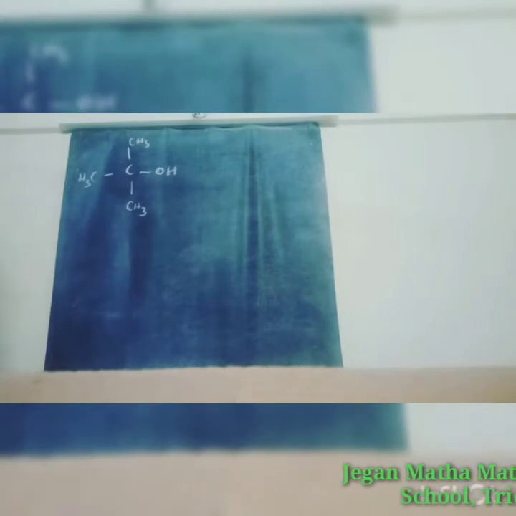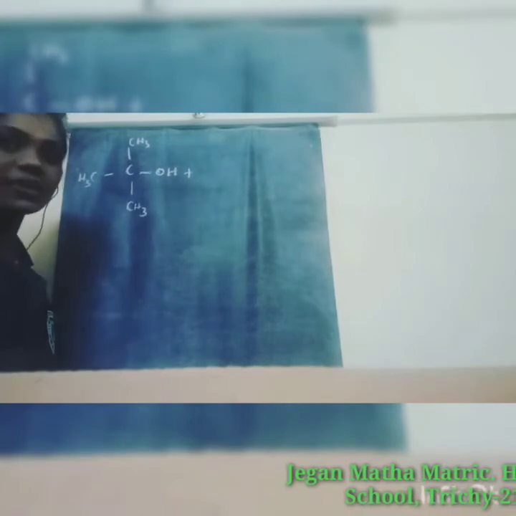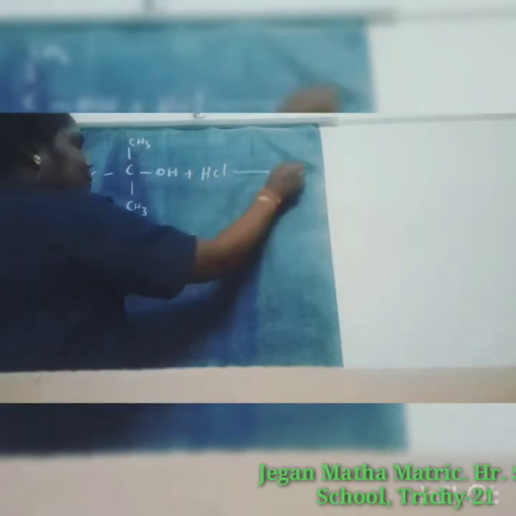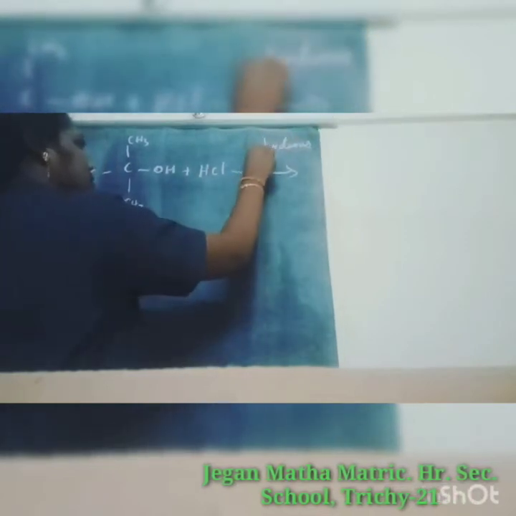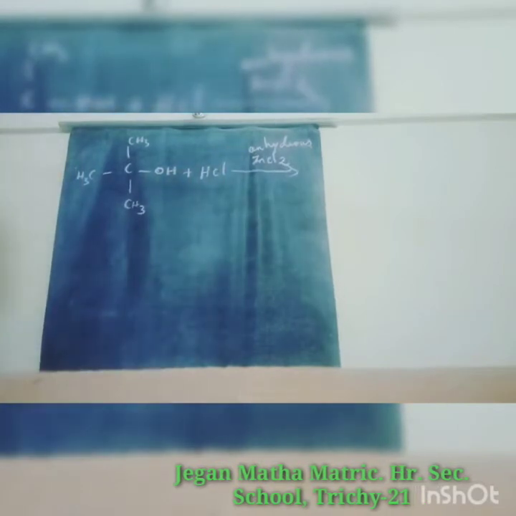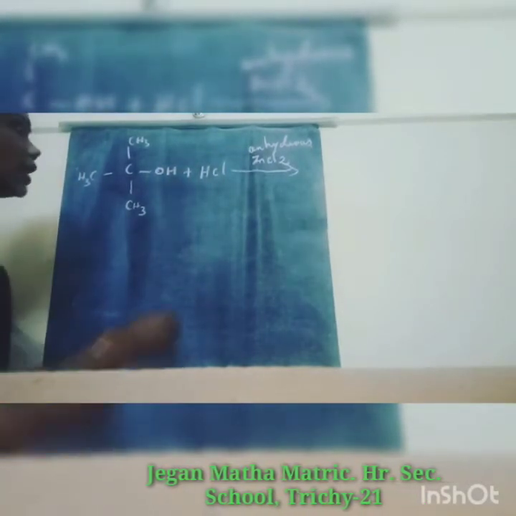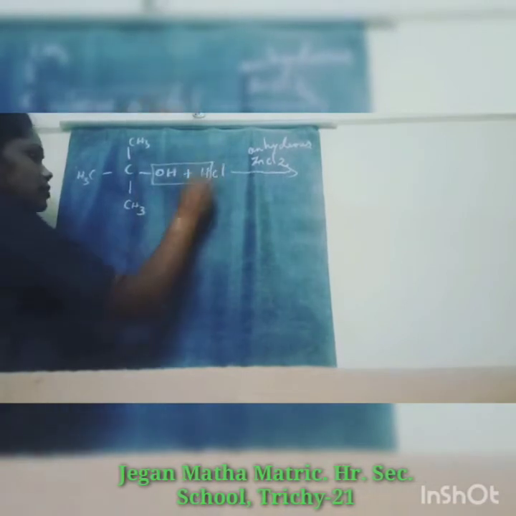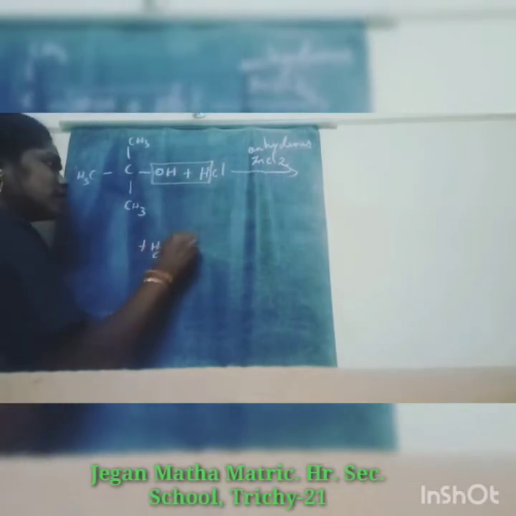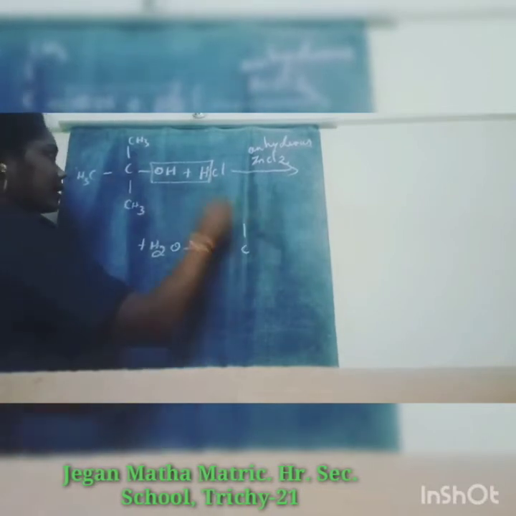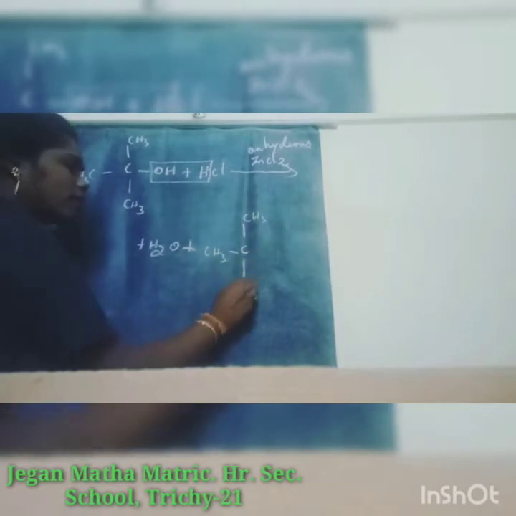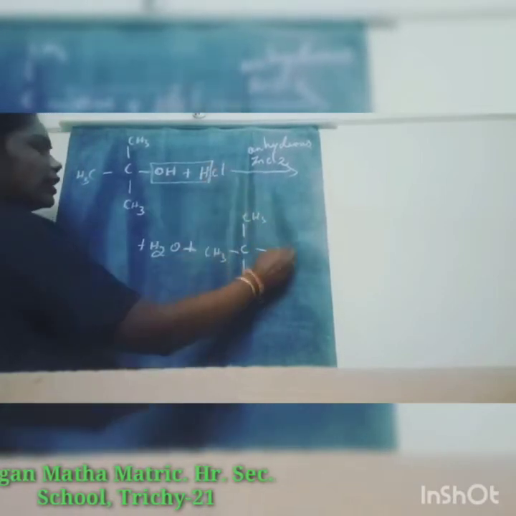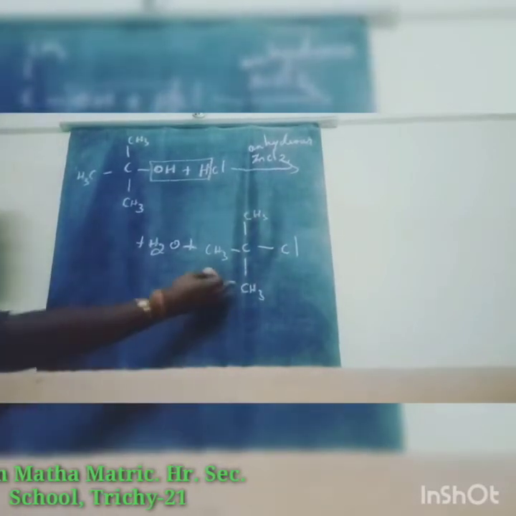So the tertiary alcohol is reacted with Lucas agent. Lucas agent means a mixture of HCl and anhydrous zinc chloride. So here HCl in the presence of anhydrous zinc chloride. When it is reacted, the water molecule, H2O, is removed, plus H2O. So what is remaining? Here carbon, here a methyl group, here another methyl group, here one more methyl group, and here a chlorine group is present. So this is the final product.